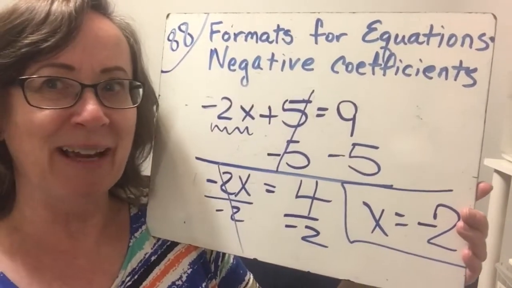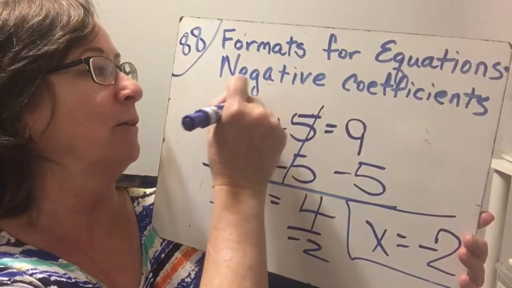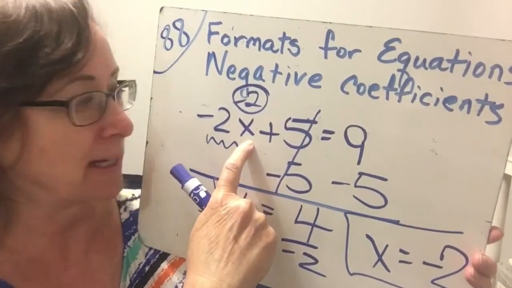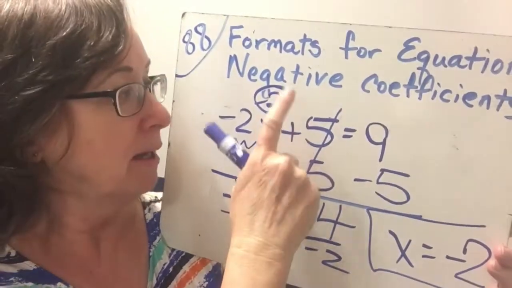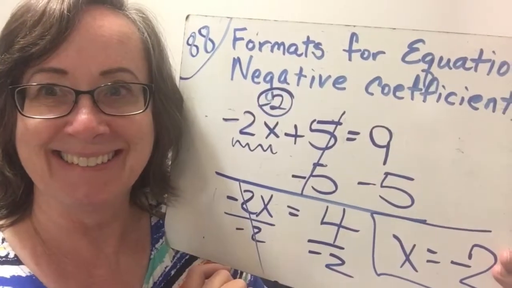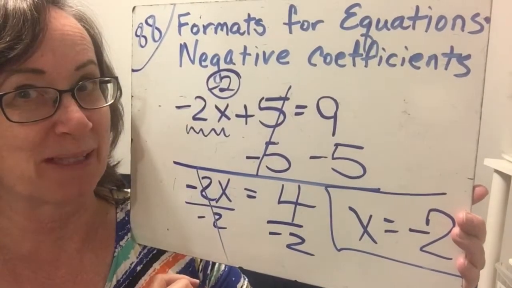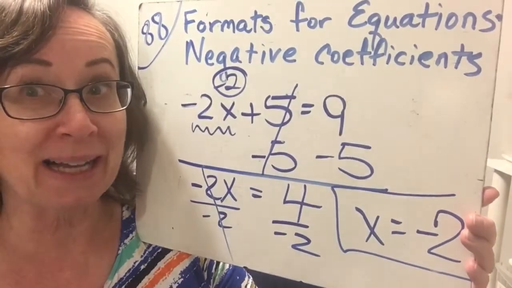Now, we haven't done this, but let's check it. Let's take the -2 and run it right back up there and substitute it in where the x was. -2 times -2 is positive 4. 4 plus 5 is 9, and it works. Okay, so every once in a while you might want to check your problems and make sure you're getting them right. Okay, we have one more practice problem.